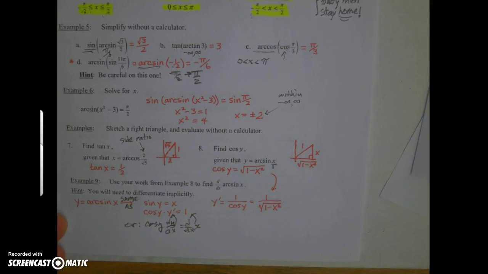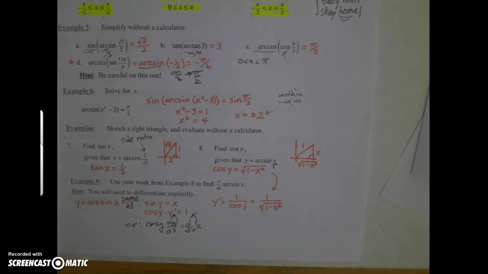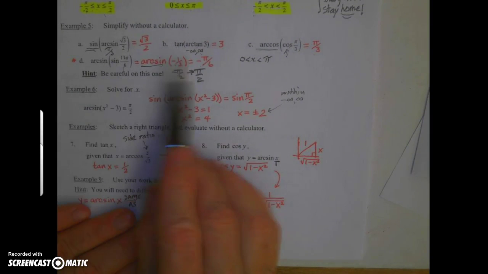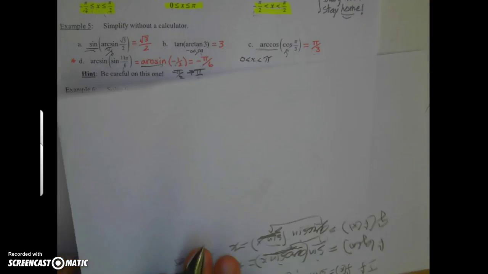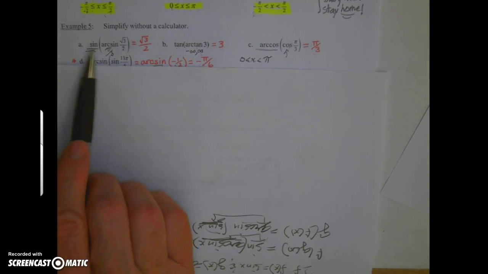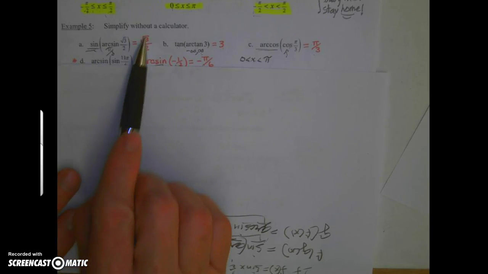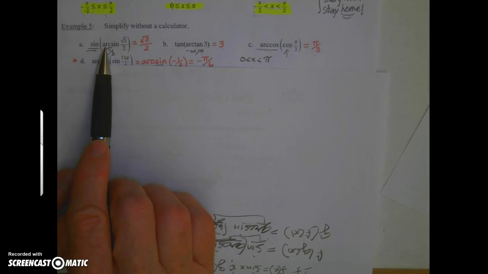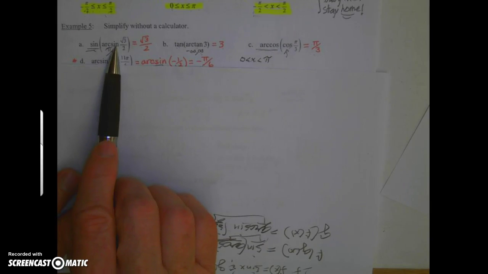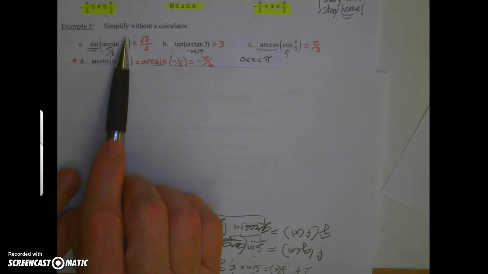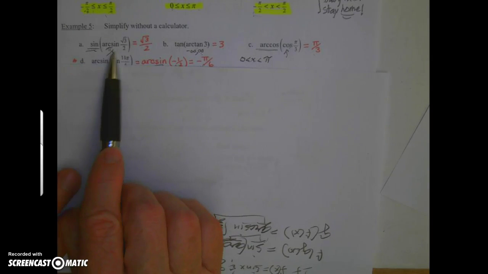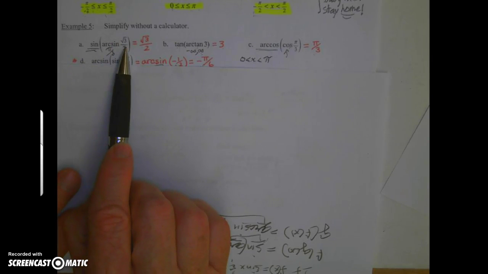Section 9.4, example number 5. You're supposed to simplify without a calculator each one of these expressions. And the first one to look at says that if you take the sine of an angle, then you're going to get a ratio. Now, because the angle, which is created by arcsine, comes from the sine of an angle creates the root 3 over 2, then we don't need to worry about any domain restrictions.